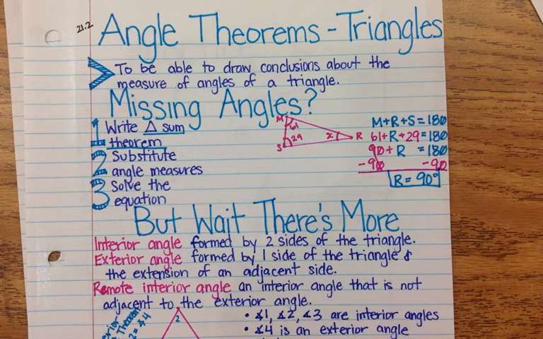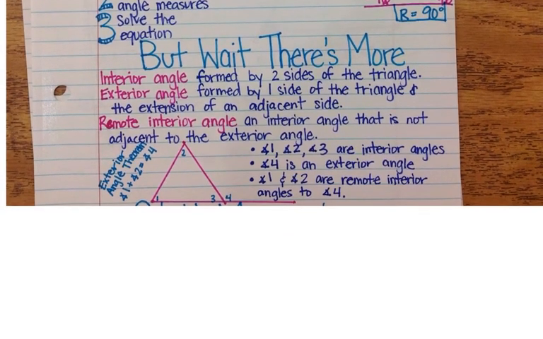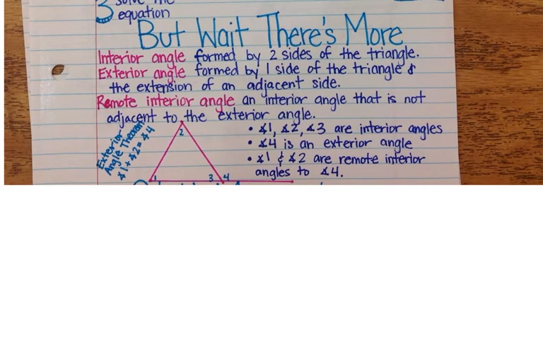There's more to know about angles for triangles, and there's also more vocabulary. Some of the vocabulary we're going to be talking about is an interior angle. Interior angles are formed by two sides of the triangle. Exterior angles are formed by one side of the triangle and the extension of an adjacent line. And a remote interior angle is an interior angle that is not adjacent to the exterior angle. And then right here, I know it's small, but it's super important. These three definitions together give us the exterior angle theorem.